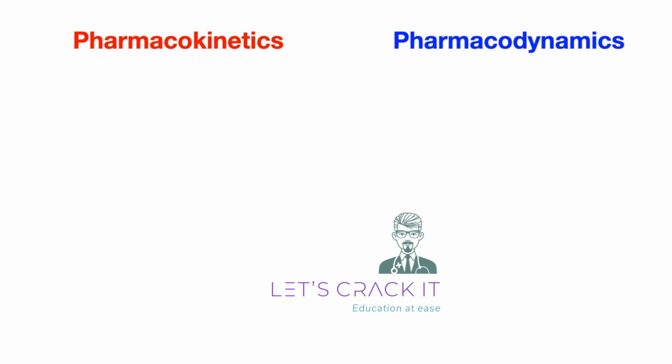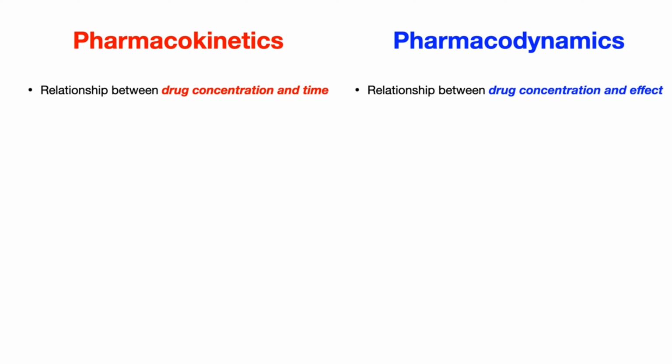So let's start by defining what the difference is between these two words, because they look pretty similar. And if you're a medical student or some other graduate health professional, you're probably looking at these and wondering, what's the difference? So the difference is that pharmacokinetics describes the relationship between drug concentration and time, whereas pharmacodynamics is a more general term which describes the relationship between the drug concentration and the effect.